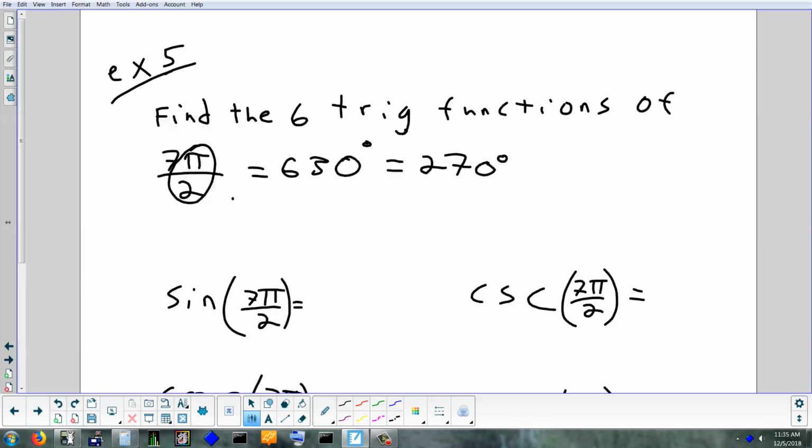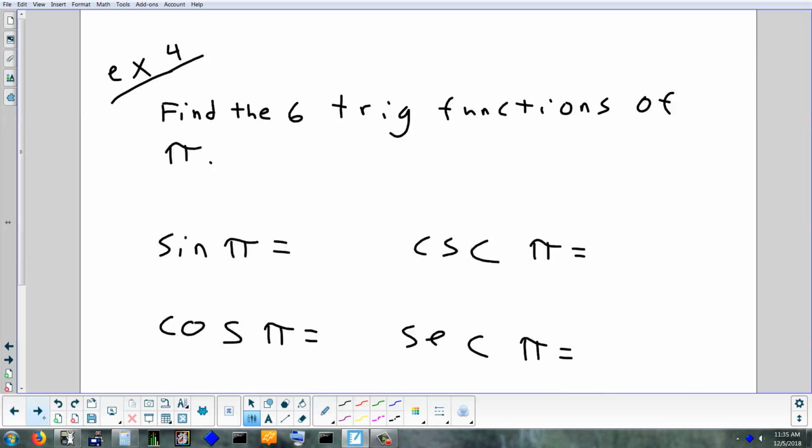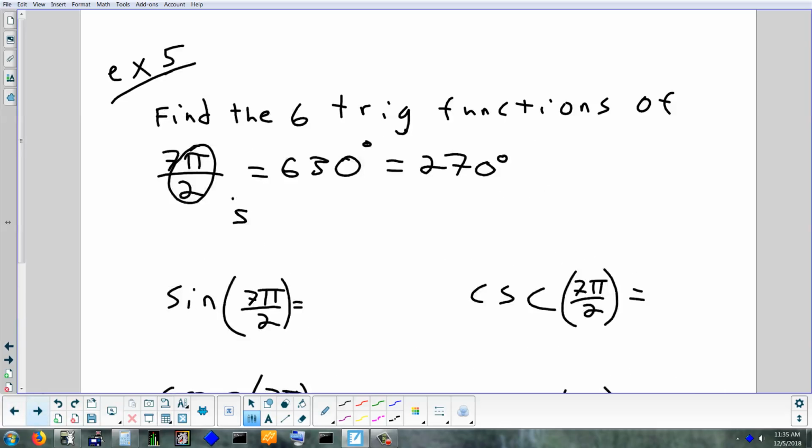See, I knew where I was going with this. You were just a little ahead. So find the 6 trig functions of 270. We just did that. It's the same problem. So even though the question looked a little different, it's exactly the same as example 3, all the answers. I'm just trying to show you, you can ask the same question in different ways, just by asking it in radians or giving an angle that's bigger than 360, and it turns out the same. Any questions on how we got 270?